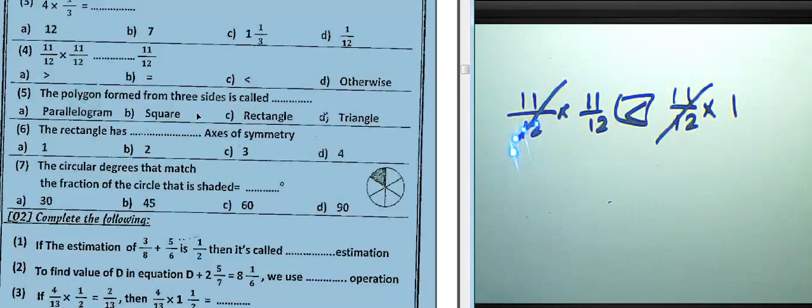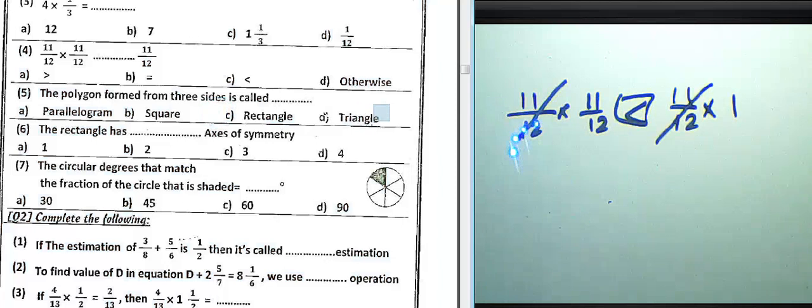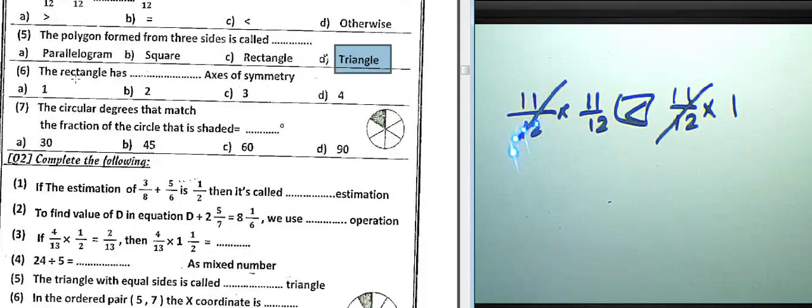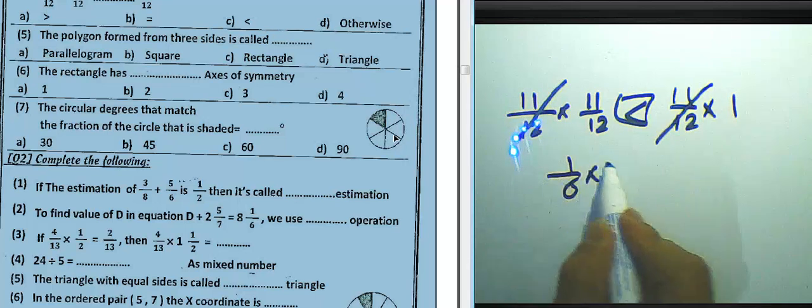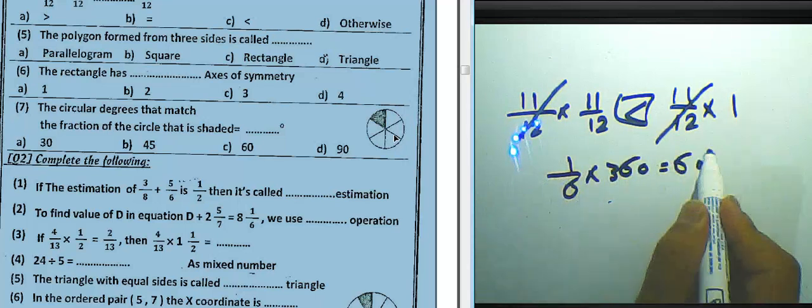The polygon formed from the 3 sides is called space. 3 sides is called a triangle. We call it a triangle. A rectangle has 2 axes of symmetry. Circular degree measure: the fraction of the circle shaded part here is 1 over what? 1, 2, 3, 4, 5, 6, so 1 over 6, and 1 over 6 multiplied by 360 equals 60 degrees.